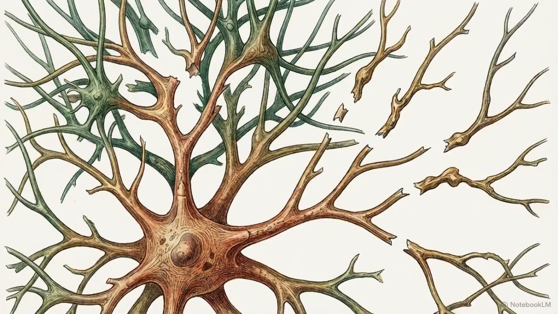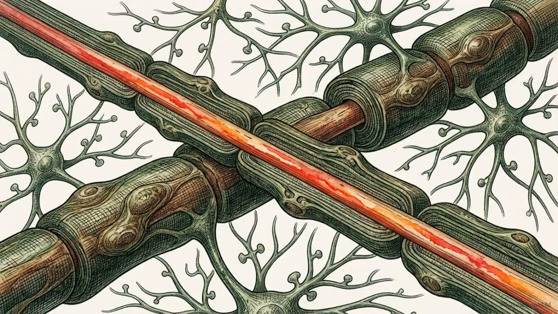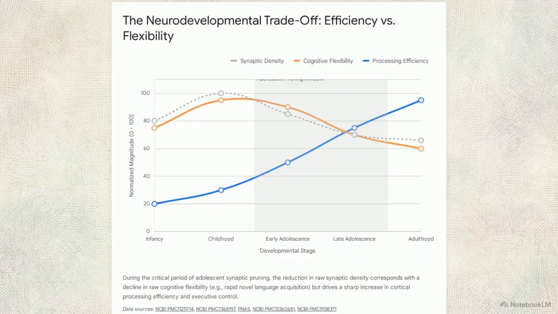This overproduction halts in early adolescence, replaced by an acceleration of targeted synaptic pruning. Glial cells selectively eliminate weak or redundant connections. The remaining circuits become heavily myelinated and stabilized, creating the physical infrastructure required for high-speed signal processing. This chart maps synaptic density against cognitive traits. Notice the exact inverse correlation between raw synaptic density and adult executive control.